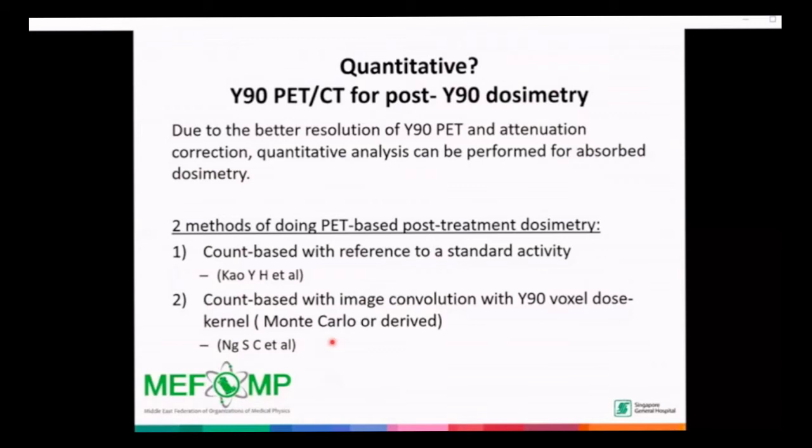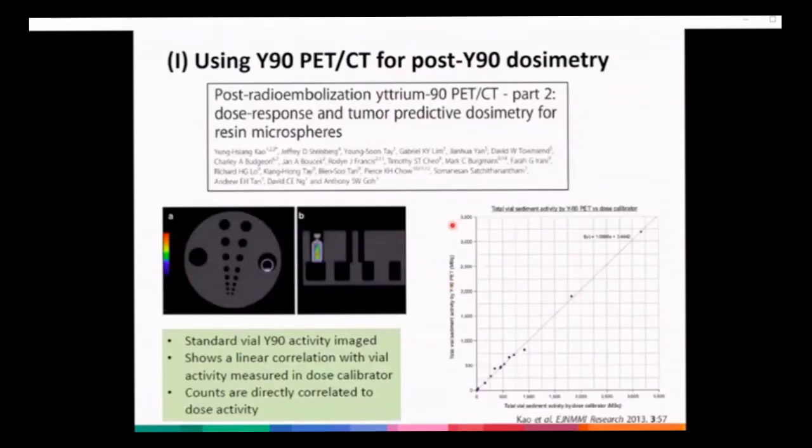There were two methods I described here. The first method was by our hospital, the count base with reference to a standard activity of yttrium-90, and the other is from a Hong Kong group, which is count base with image convolution with yttrium-90 voxel dose kernel using Monte Carlo. The use of yttrium-90 PET-CT for yttrium-90 dosimetry is described in this page.